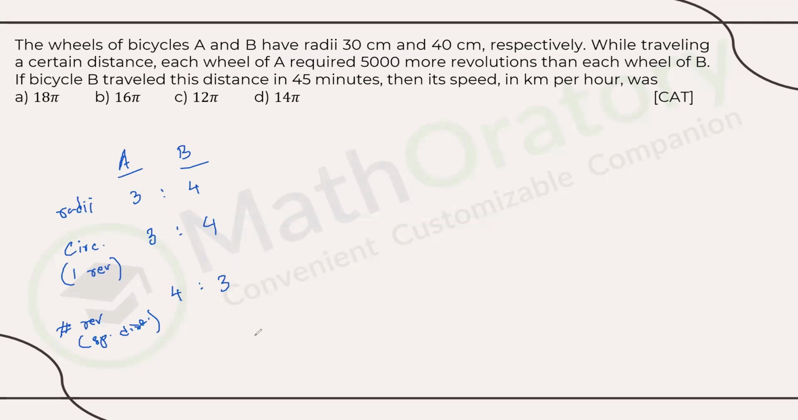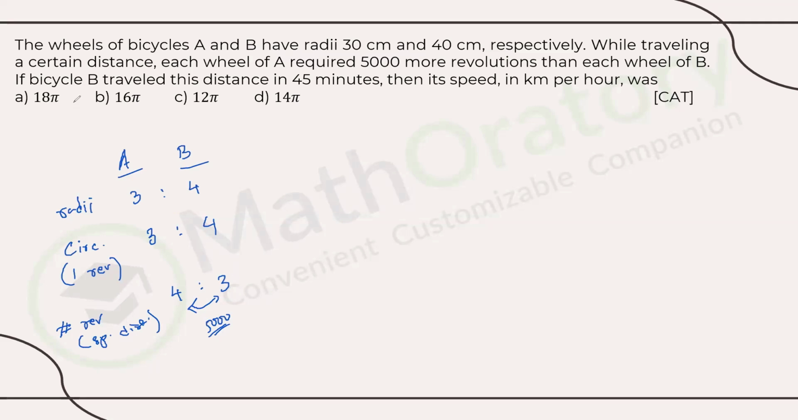Now, what do we know about the revolutions? We know that the first bicycle's tire has taken 5,000 more revolutions. So the difference between these two should be 5,000. But it is actually 1, right? So if I have to scale 1 to 5,000, I have to scale each one of them by 5,000.